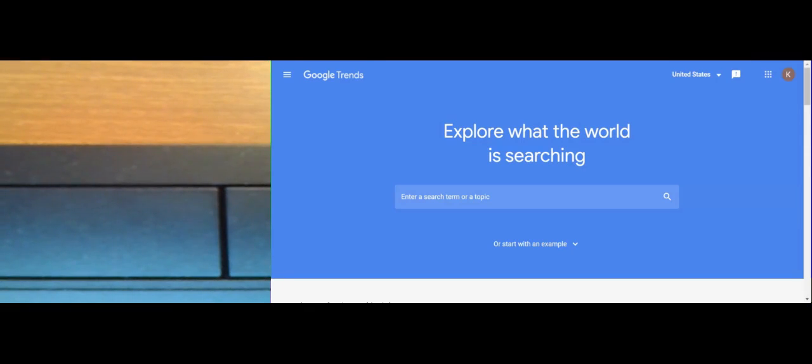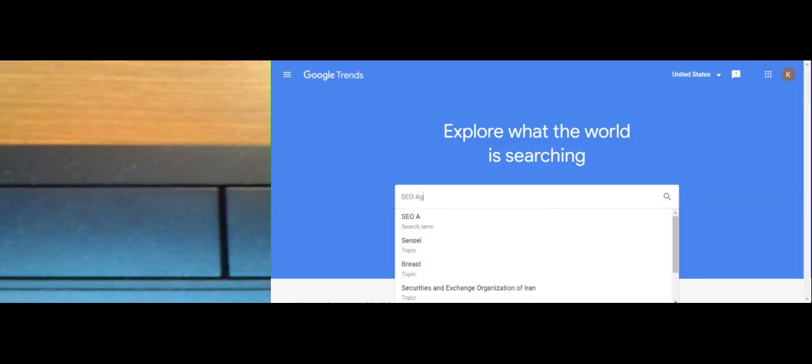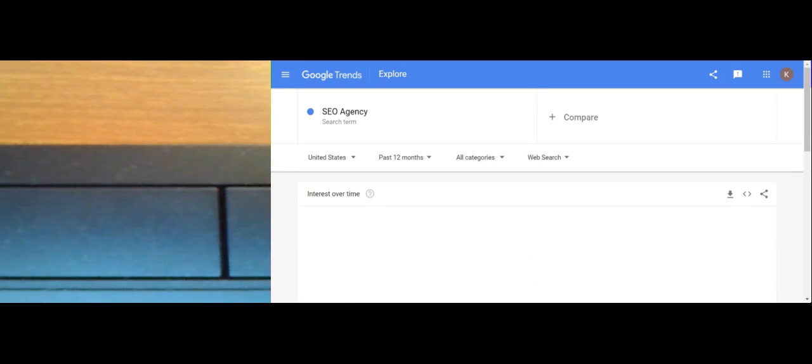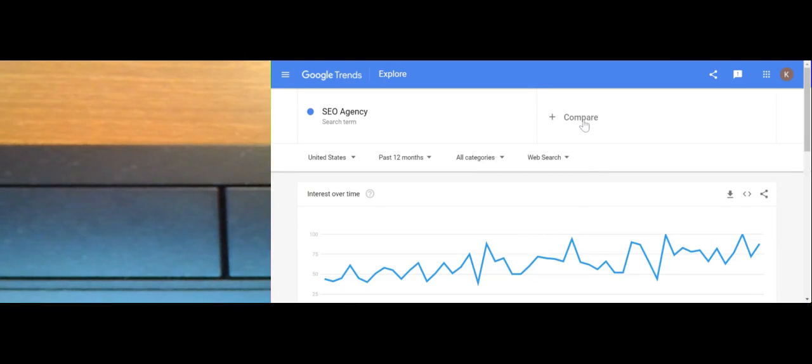Users can input a particular term or a set of terms, and where there is sufficient data available, Google Trends will generate a line graph indicating how interest has risen or fallen over time. So you enter your keyword in here. And you can add another keyword to compare it to.